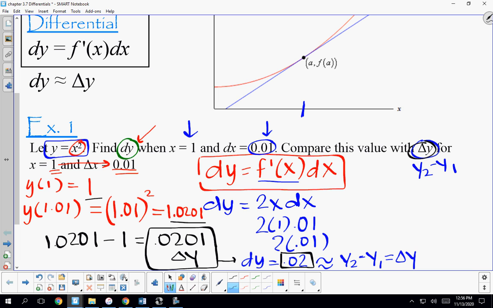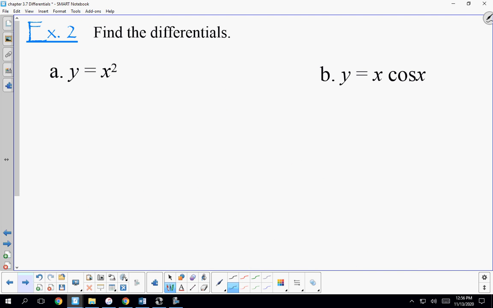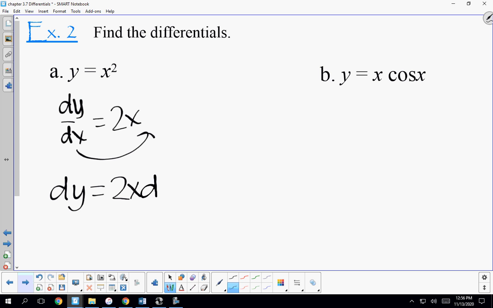So this is kind of just proving that as long as we are really, really close to whatever this point of tangency is, and we're really close because we're only 0.01 units away, we can use the differential instead of the actual function. And this is just using the derivative or the tangent line. So find the differentials. We literally take the derivative, so dy/dx, and then whatever this dx is, we put it on the side. So the differential is equivalent to 2x times dx.